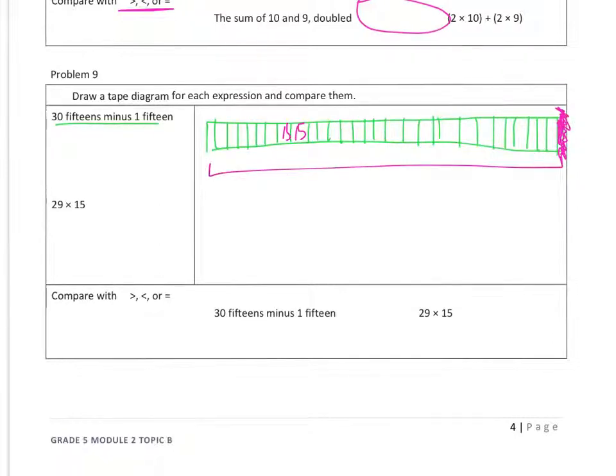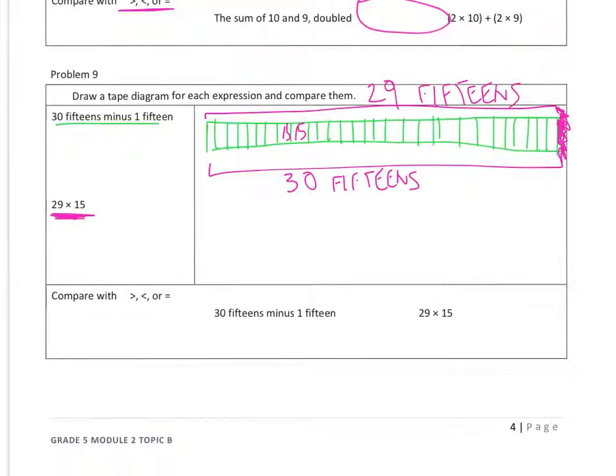So this would be 30 15s. So if that's 30, then up here, without this guy at the end, that's 29 15s. And here, we have 29 times 15. So can you tell me, is one greater than, less than, or are they equal? Raise your hand and let me know.